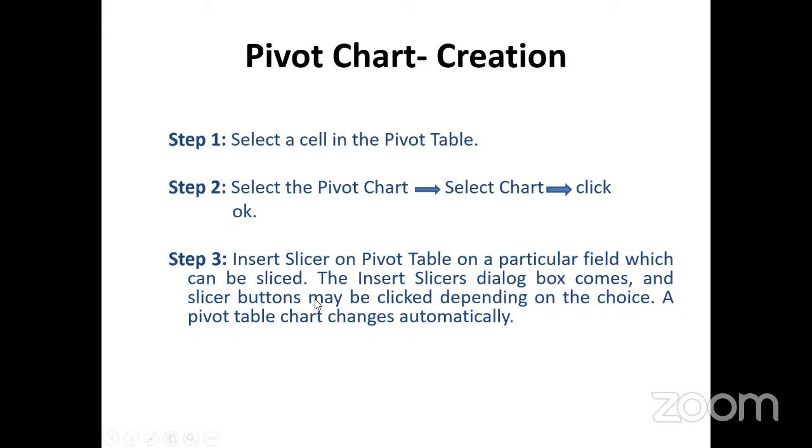Like what I have written is that insert slicer on pivot table on a particular field which can be sliced. The insert slicers dialog box comes. A particular dialog box comes. I'll show you on the screen. And the slicer buttons become visible. Then the slicer buttons may be clicked depending on the choice we are making. And the pivot table changes automatically.